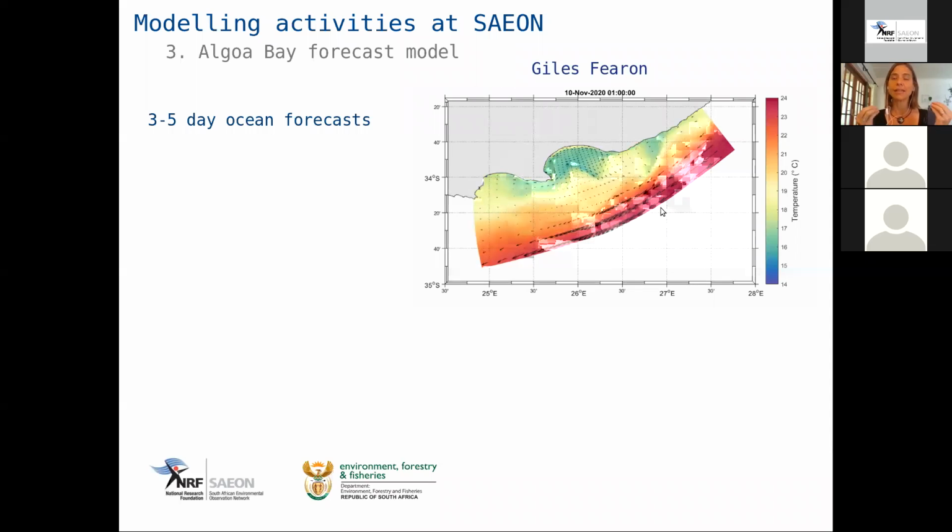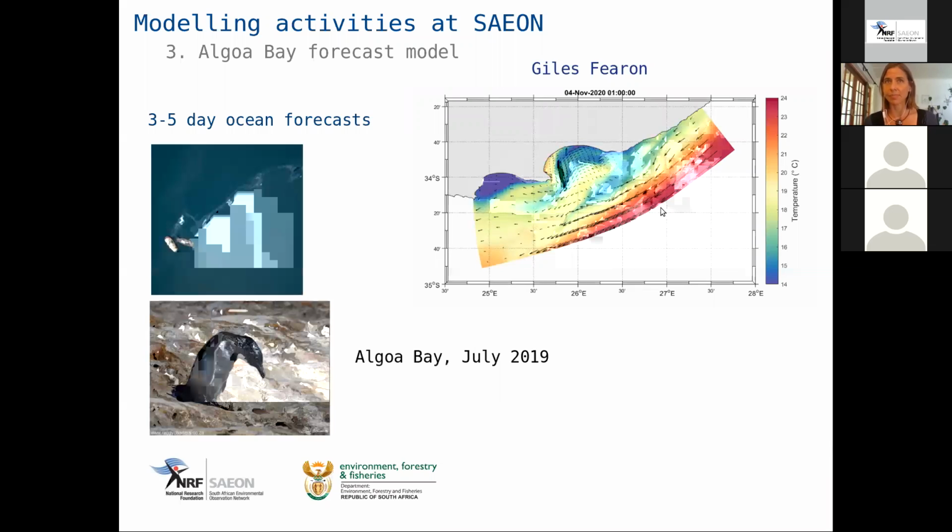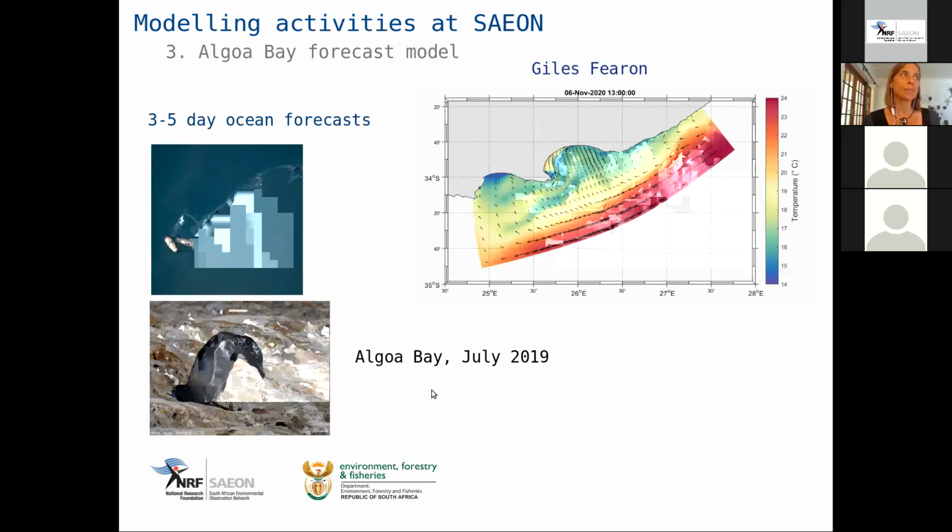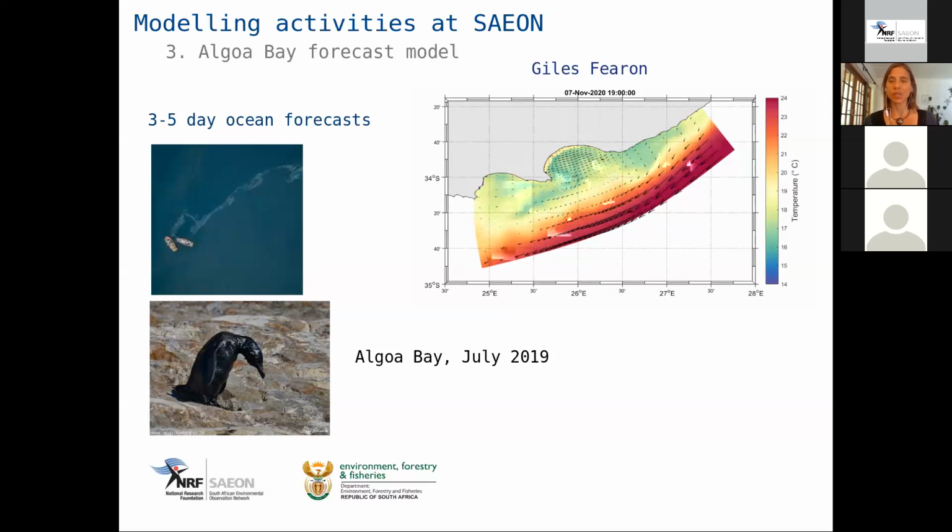Algoa Bay is a very contentious region because of the oil bunkering that happens there, in conjunction with the fact that there are a number of MPAs and important bird colonies. Just last year, there was an oil spill. It wasn't big, thankfully, but hundreds of birds were impacted. We were contacted by Integrated Coastal Management at that time to assist with the cleanup. Unfortunately, at the time, we didn't have any high resolution forecast models.